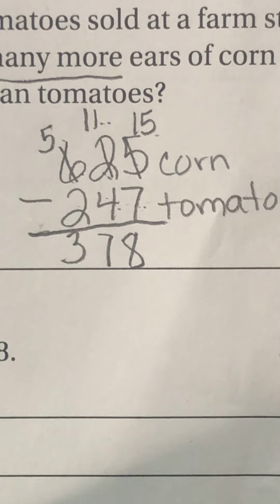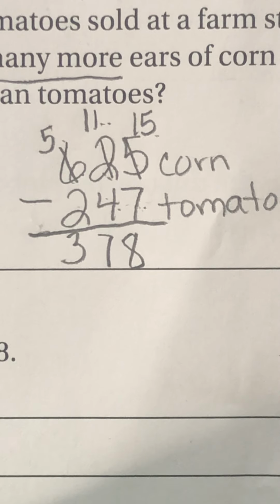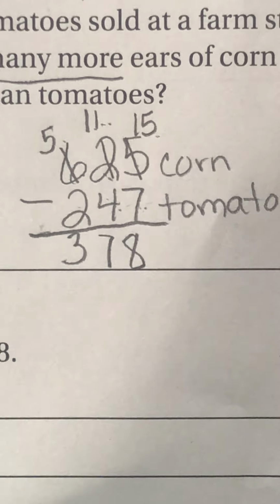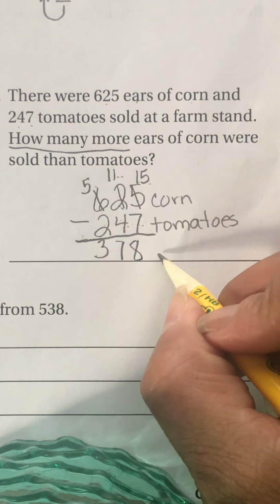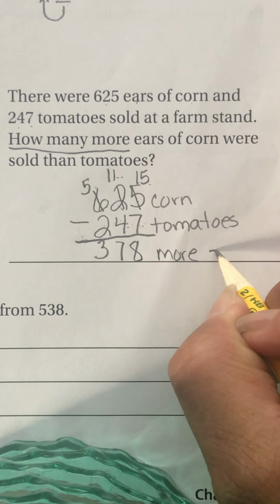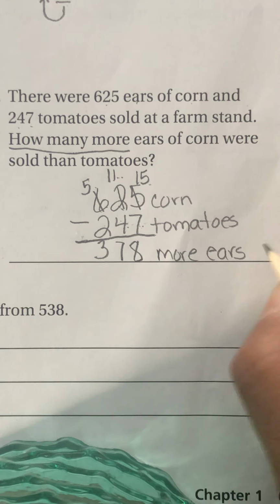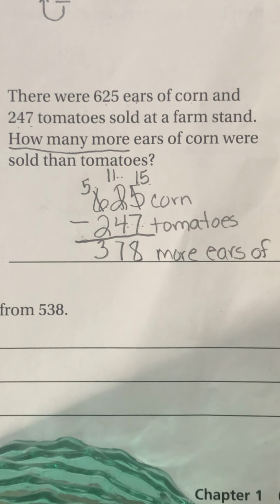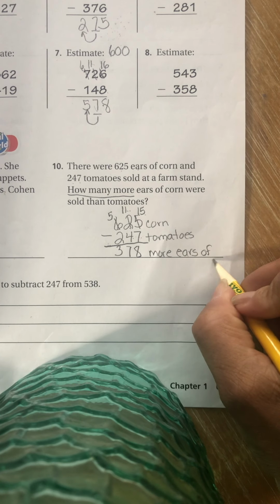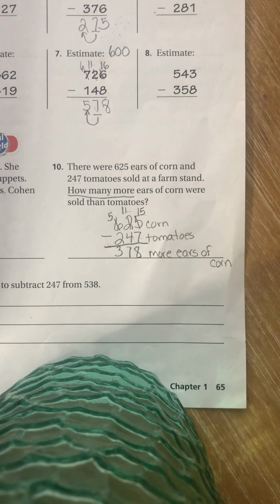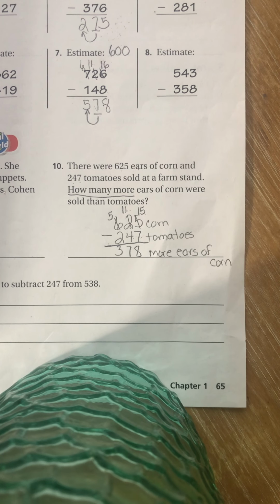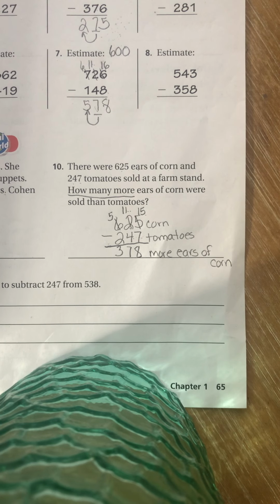So your answer is there are 378 more ears of corn than there are of tomatoes. More ears of, I'll zoom out a little bit more, corn, just so I can fit it. There are 378 more ears of corn. Again, if I'm going too fast, pause the video so you can fill in the answer and then just hit play when you're ready.